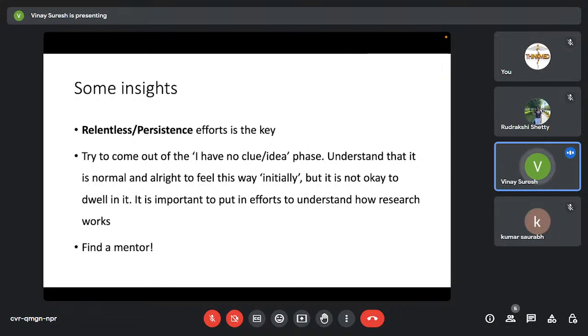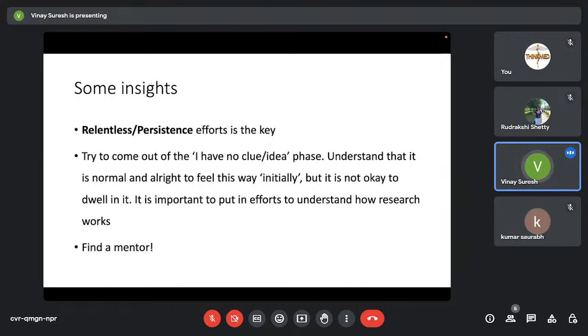But it's only those who put in persistent efforts and who are consistent who actually end up publishing something and reach a stage in their life when it comes to research. And please try to come out of the "I have no clue, I have no idea" phase. Understand that it is normal to feel this way. It's perfectly fine in the initial phase, but it's not okay to dwell in it forever.